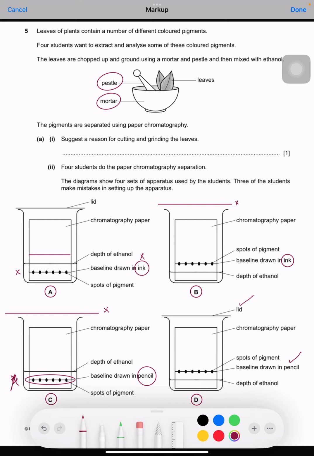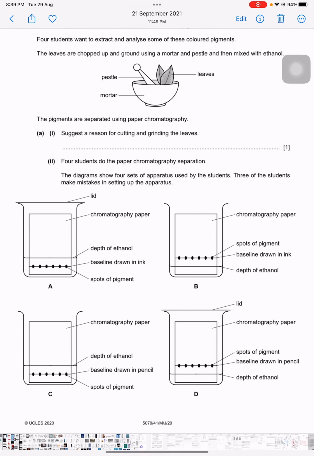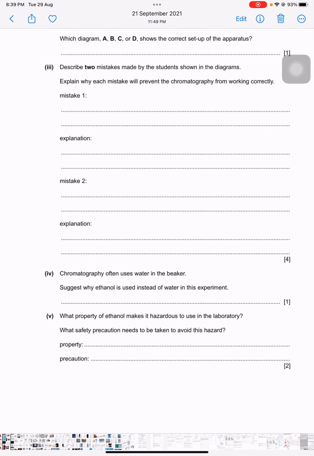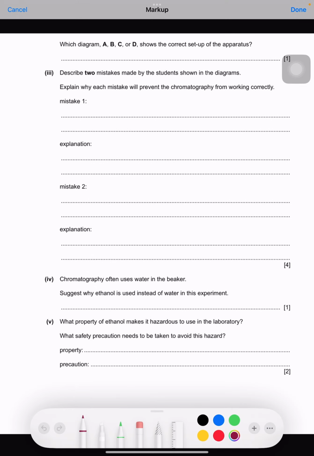I am on the next page. Which diagram, A, B, C or D, shows the correct setup for the apparatus? The answer is D. We will write D over there. Then describe two mistakes. They are just asking for two mistakes, though we have found three mistakes in A, B and C.